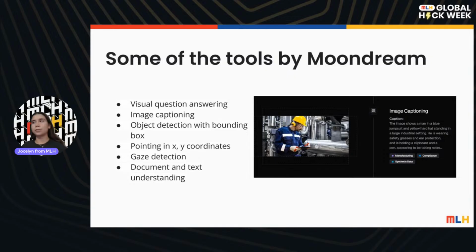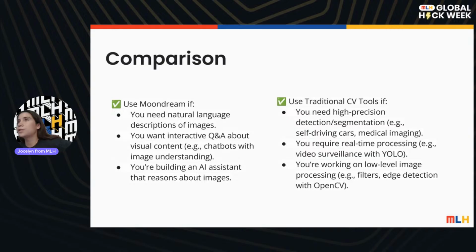So now if we go back to our slides presentation, just to wrap up with some simple concepts in here. You want to use Moondream if you need natural language descriptions of images. So if you want a prompt answer for your application, and if you want to interact with Q&A about visual content. For example, if you are using a chatbot or you want to give descriptions of what your robot is seeing, then that's also completely valid. Or in case you want to build an AI assistant to reason about specific images.